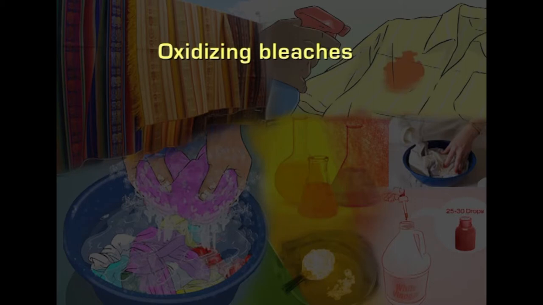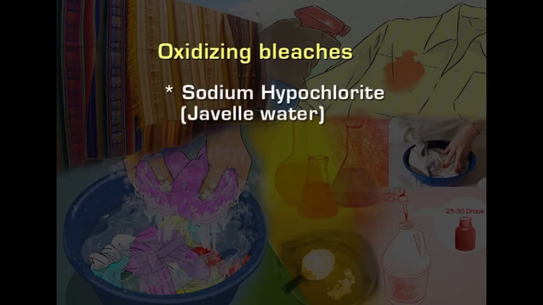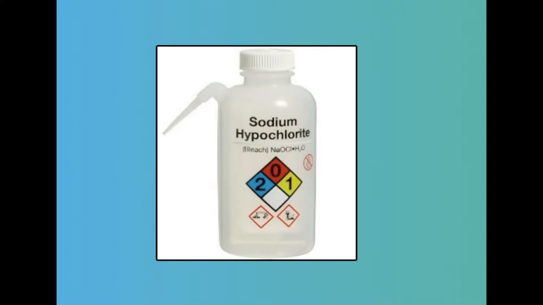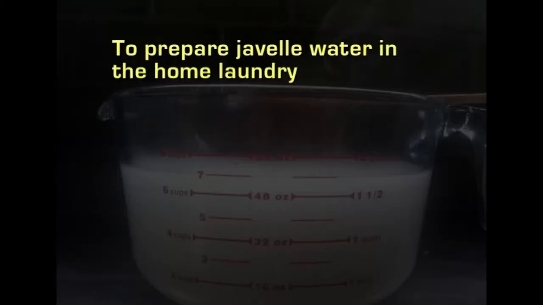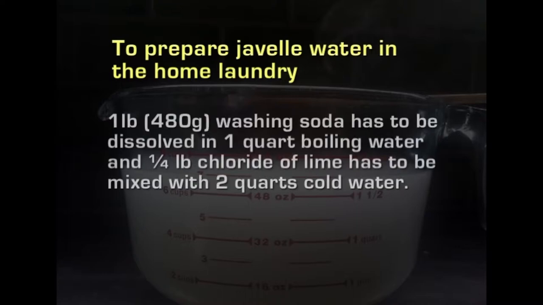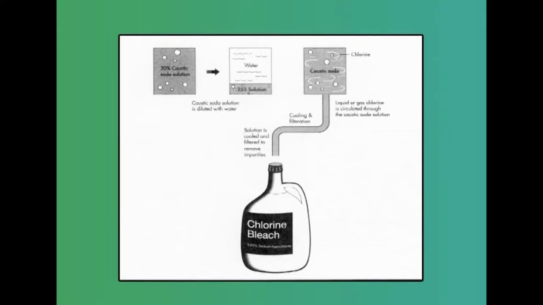Coming to the oxidizing bleaches, sodium hypochlorite, also called Javelle water. Sodium hypochlorite is a strong bleaching agent and can be used on white cotton and linen. To prepare Javelle water in the home laundry, 1 lb, that is 480 grams of washing soda, has to be dissolved in 1 quart of boiling water, and 1/4 lb of chloride of lime has to be mixed with 2 quarts of cold water. After making both the solutions, they should be left for some time to settle down.